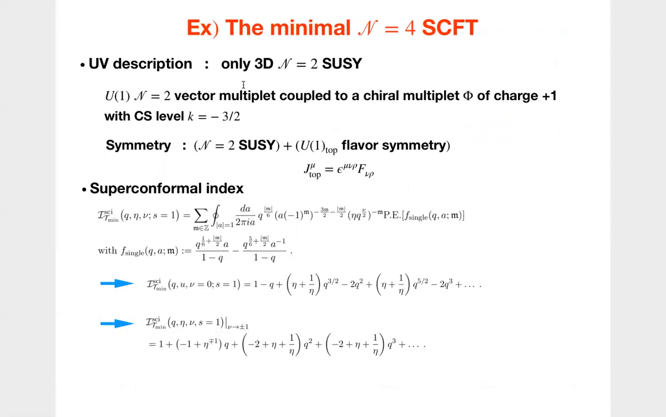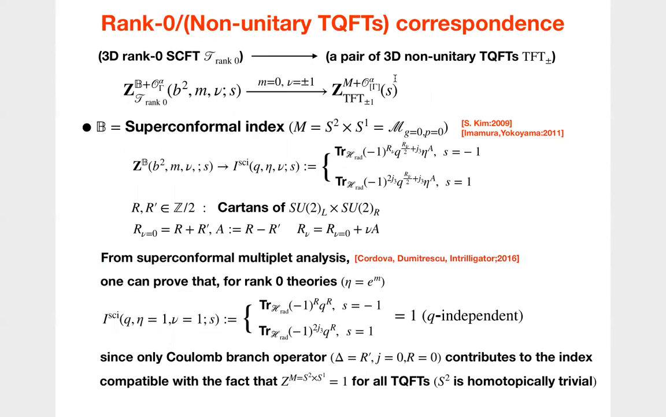Let me give a concrete example. Consider the minimal N=4 CFT, which I explained in the introduction, which has a UV description with only N=2 supersymmetry. Using the N=2 description, we can compute the superconformal index using a localization formula, and this can be written explicitly in this way. At the choice of the superconformal R symmetry, mu equals zero, we can compute this superconformal index, and this is a non-trivial function, a power series in q. So there are lots of non-topological operators contributing to this superconformal index. But if we consider the superconformal index at the degenerate limit, where mu becomes plus or minus one and eta becomes one, you can check that this all becomes just trivially one. So this is compatible with the supermultiplet analysis, and this is also compatible with our correspondence.